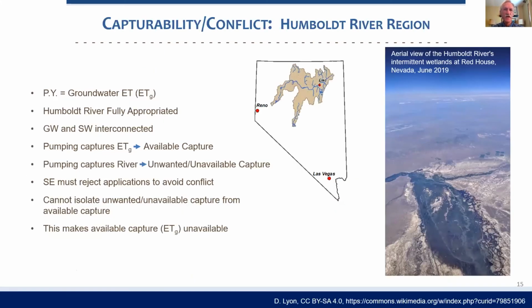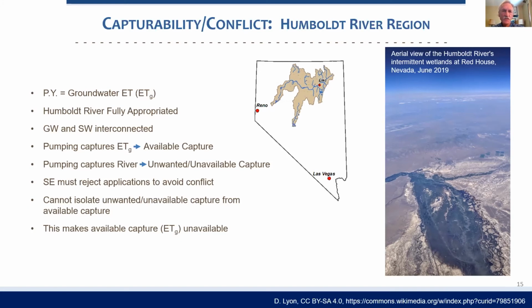So with the little bit of time I have left, I want to take a quick look at one of these bigger, again, shifting sand issues. This capturability conflict issue tied to groundwater surface water interactions is highlighted in the Humboldt River region. For this region, there are 34 hydrographic areas that make up the watershed. And the perennial yield values here are limited to only the groundwater ET component, or evapotranspiration component, of the water budget. That means that groundwater that discharges to the Humboldt River or ET that has a river source is not included in those perennial yield values.